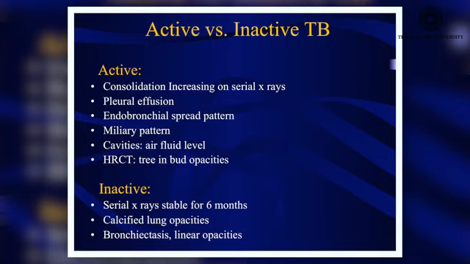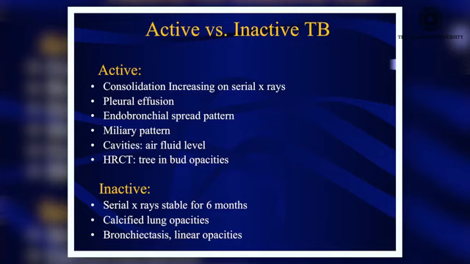Pleural effusion would make TB active because it's causing fluid to be produced, so there is active infection, otherwise fluid won't be produced. Endobronchial spread is from the bronchus into the trachea, and it would go to other parts of the same or the other lung. Miliary pattern, cavities which have air fluid level. So a cavity alone may remain for the rest of the life. It could be an old healed cavity, but if it has an air fluid level, it's an active cavity.